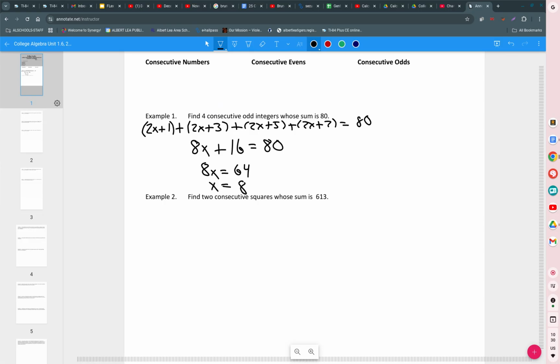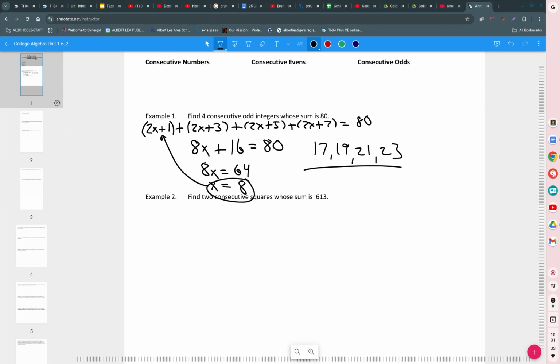So is that my answer? Yeah. No, it says find 4 consecutive odd integers, right? First of all, plug in x. So this is the portion that represents how we find the solution. 2 times 8 is 16, plus 1 is 17, and then 19, and then 21, and 23. Those are the 4 consecutive odd integers.